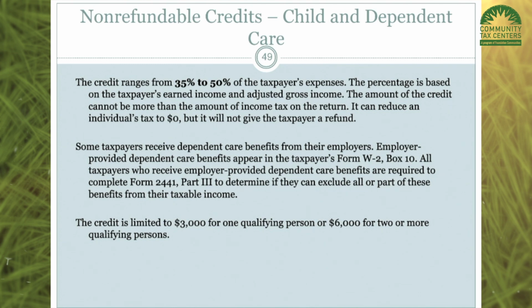The credit is limited to $3,000 for one qualifying person or $6,000 for 2 or more. Last year, it increased. It was $8,000 for one qualifying person, $16,000 for 2 or more, because a lot of people were doing a lot of remote work. And again, they had provisions where this was actually a refundable credit. So that means it put money in people's pockets. Now it's back to being strictly non-refundable.